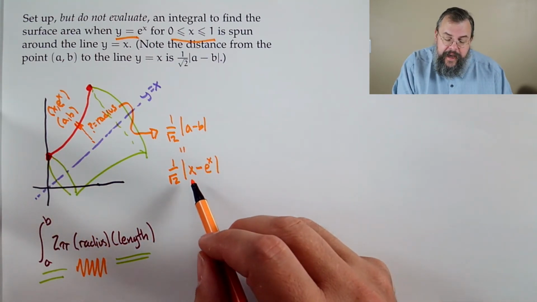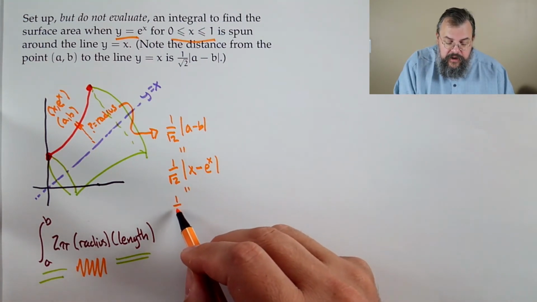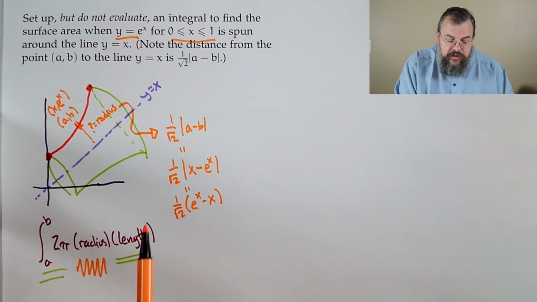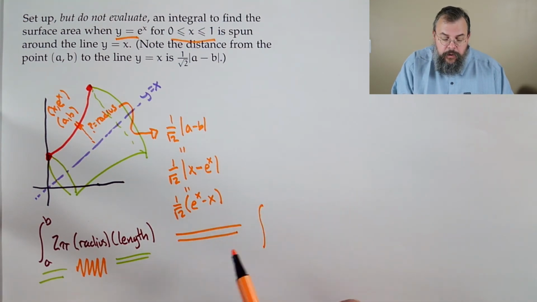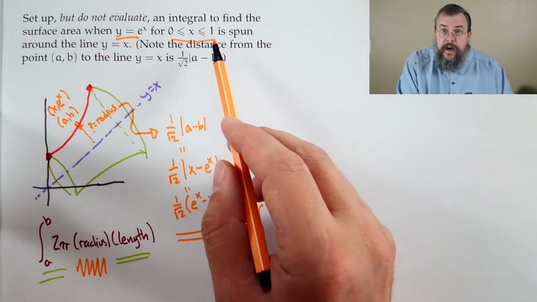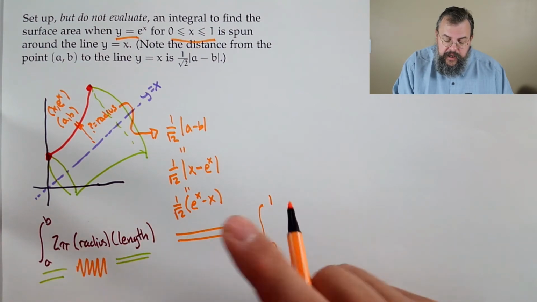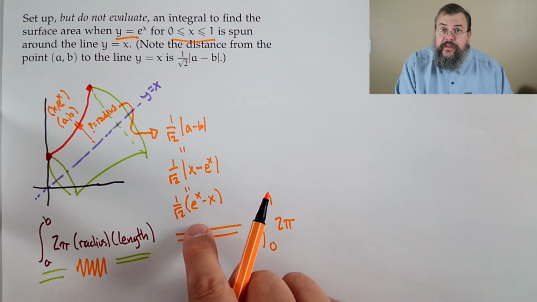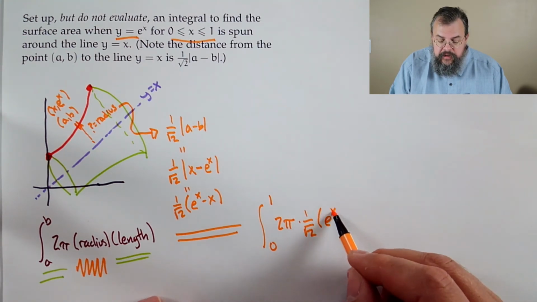So actually, x minus e to the x is a negative quantity. So for us, we could say our distance is 1 over root 2 times e to the x minus x. So this is the radius. Now, we're basically done. We know where we're going from, 0 to 1. So integral 0 to 1, 2 pi, don't forget that. That's important. And then our distance, our radius to where we're spinning, is this expression, 1 over root 2 times e to the x minus x.